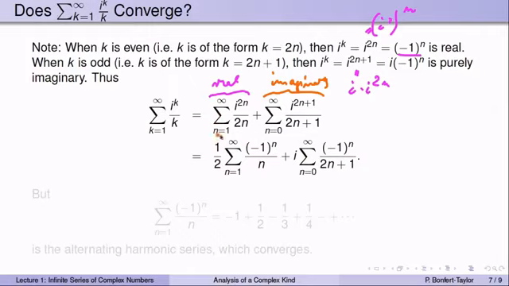Notice that in the first series we start with n equals 1, because the first even number we get that way is 2, which is the smallest even number we have. The second series I'm starting at n equals 0, because when n is equal to 0, I get the exponent 1, the first odd number. So it starts at the correct first odd number.